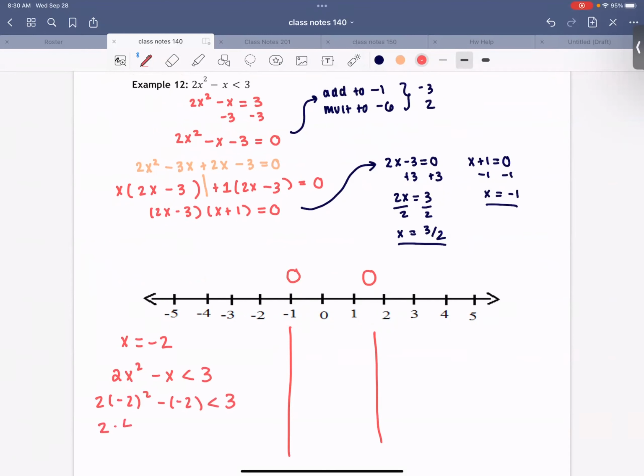Okay, 2 times 4 plus 2 less than 3, 8, 9, 10. Is 10 less than 3? No, right? So no arrow to the left.